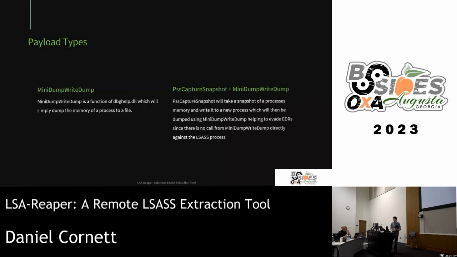But another way we can do it is through PssCaptureSnapshot. What PssCaptureSnapshot does is it takes a snapshot of that memory in whatever state it's in and writes it to another process, and then we can use MiniDumpWriteDump to dump that new process that was created. Since it's not the LSASS process, most EDRs and antiviruses won't flag it as, hey, that's super malicious, that process is getting dumped, because within Windows, processes get dumped to a file quite often for crash logs, debugging, stuff like that.